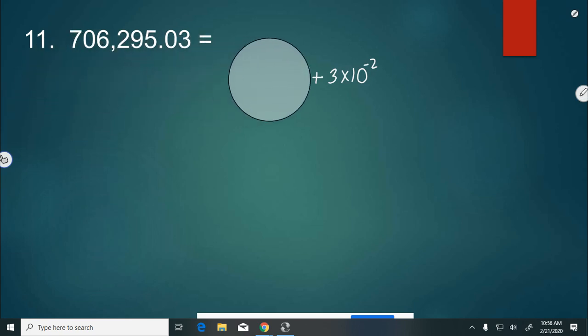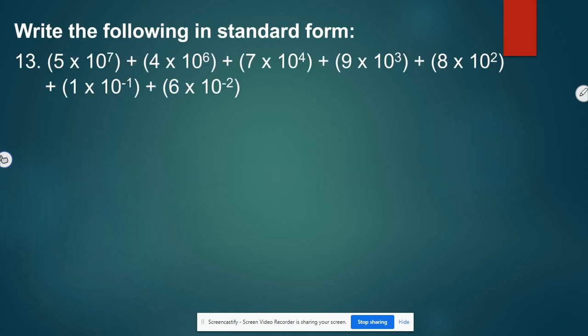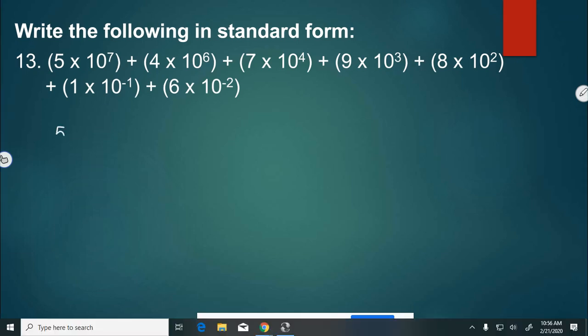All right, you're going to try number 12 on your own. Then the last part says to write the following in standard form. So we have all of this expanded form, and we need to rewrite it in standard form. So 5 times 10 to the 7th is 50 million. We're going to skip and go to the 6th. So that's 10 to the 6th. So that's 54. Then we skip and have a 0 because the 5th place is missing.